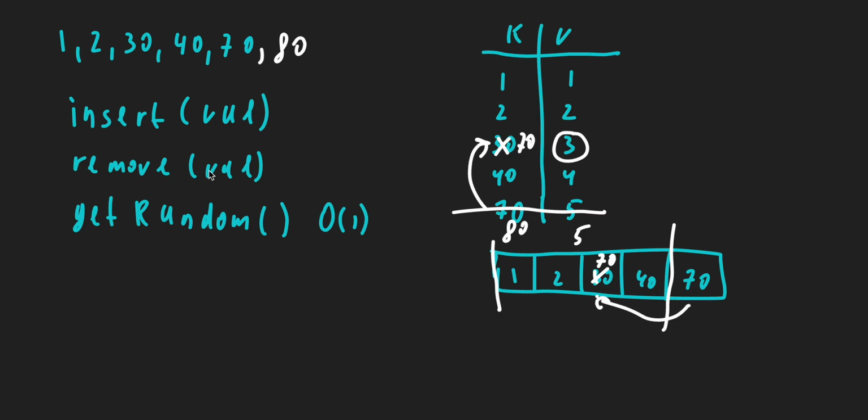About the remove function: yes, we are removing by value. We are removing the last element, but the lookup for that in the map and the lookup in the array are constant, so it's also O(1). And GetRandom is also constant, because what we do is take the size of our hash map, find the element there, let's say 70, and return that element randomly.